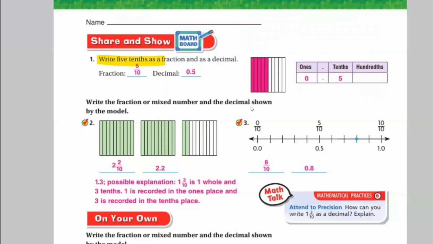Write 5/10 as a fraction and as a decimal. Okay, let's see. We have 5/10. If you want to write this as a fraction, all we have to do is, from its name, 5/10, it will be 5 over 10 because it's 5/10. So that's how we write it as a fraction. Now, how can we write this 5 over 10 as a decimal?